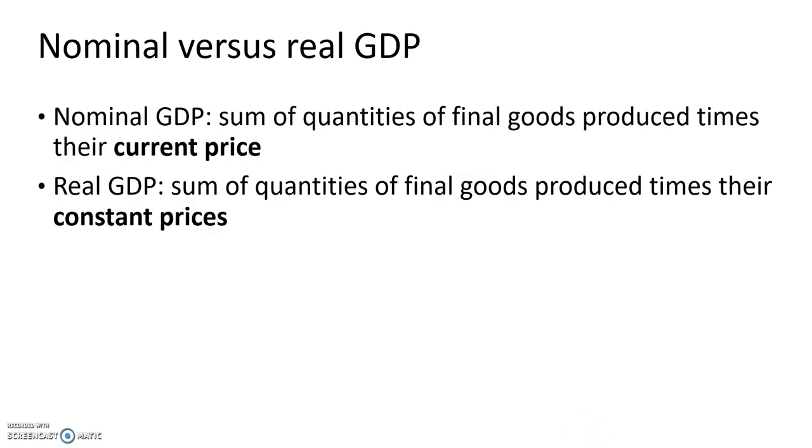So nominal GDP is the sum of the quantities of final goods produced times their current price, and real GDP is calculated as the sum of the quantities of final goods times constant prices. And constant prices are the base year price, and the base year implies the year in which prices are set in.